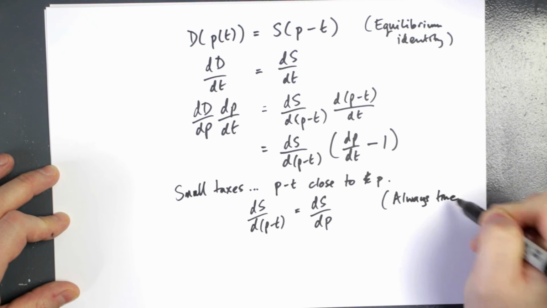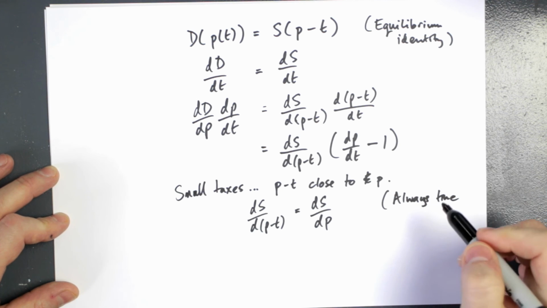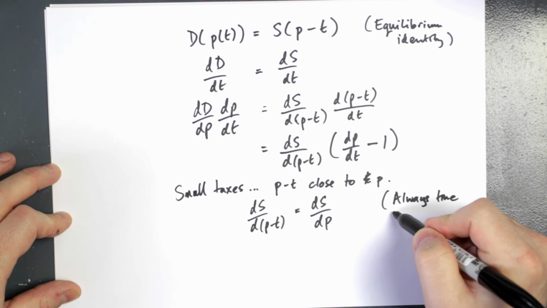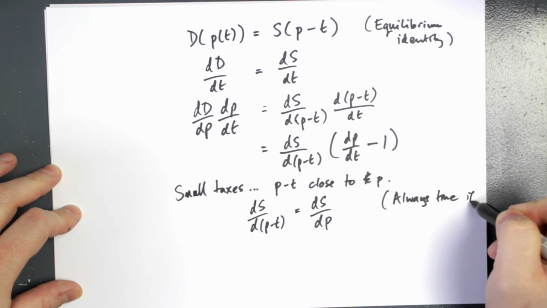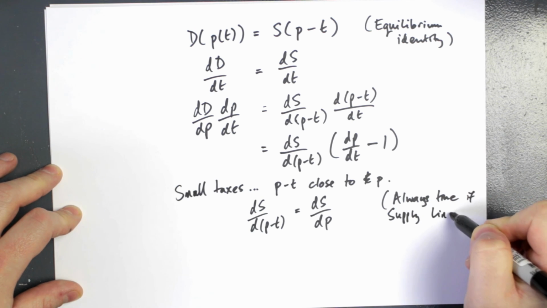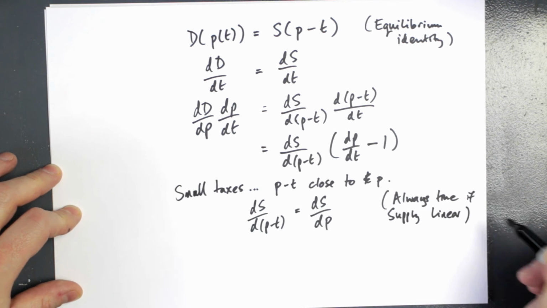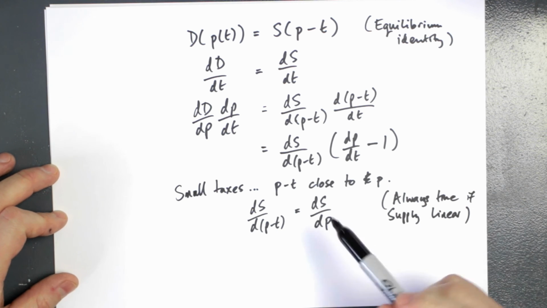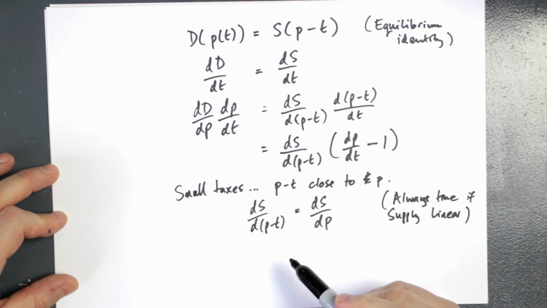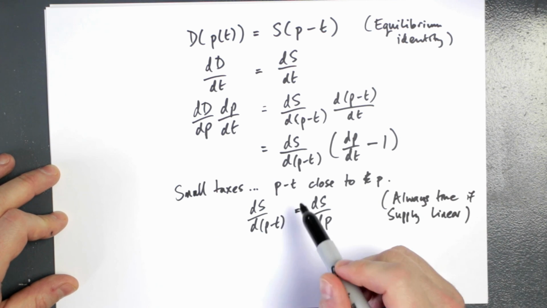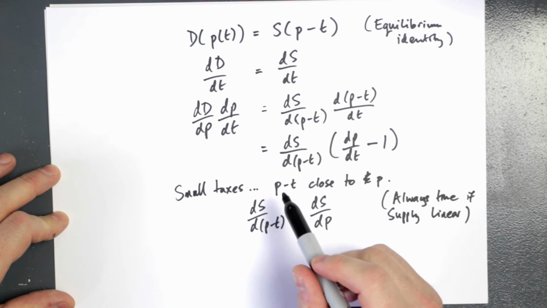When I say always, I mean for any tax, however large the tax is. This is always true if supply is linear, because there the slope term is constant. For nonlinear supply, it's approximately true, provided that the tax is small. Okay? In which case, we're going to take it as true and say that our result holds for small changes in small tax levels.